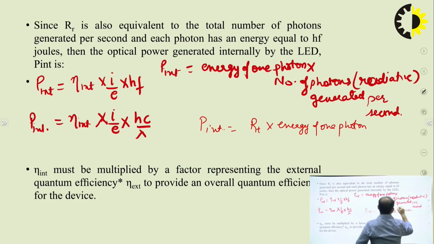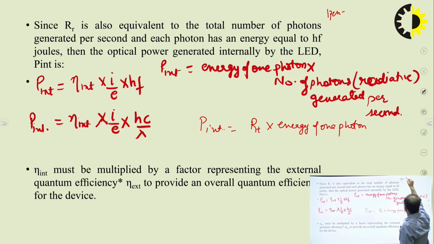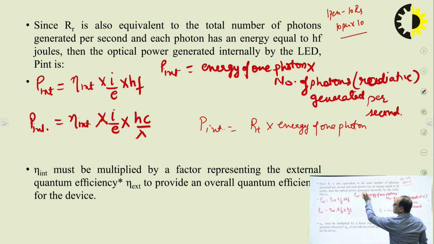This is a simple case. If I say one pen costs 10 rupees and you have 10 pens, how much money will be spent on purchasing the pens? We will multiply 10 with 10 rupees. Similarly, the total power generated by the LED, meaning the number of photons generated by the LED, when multiplied by the energy of one photon, gives the total power.